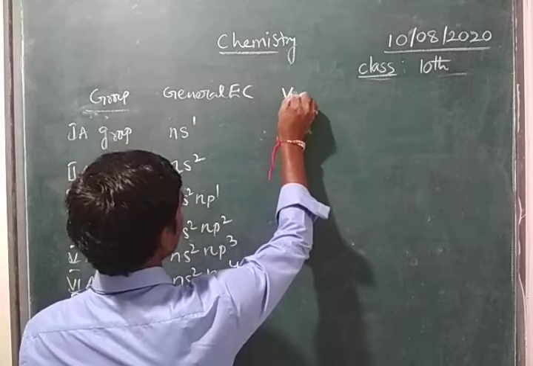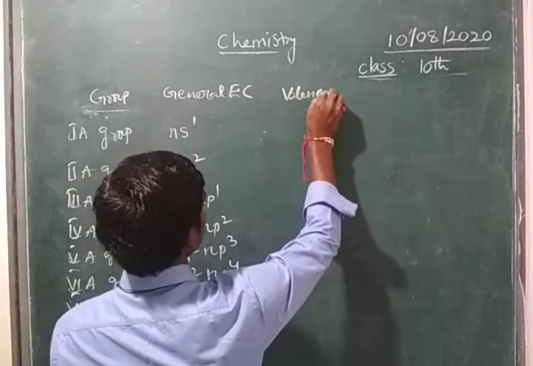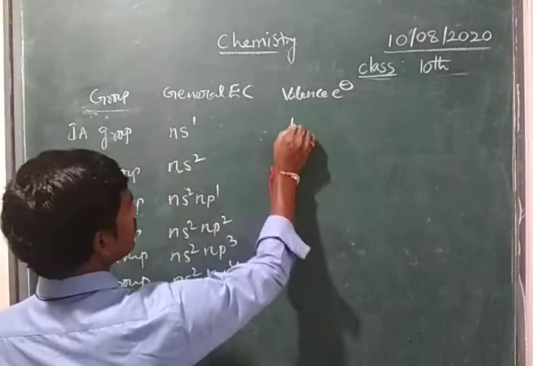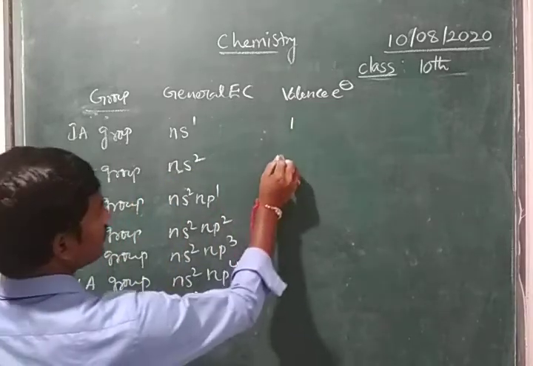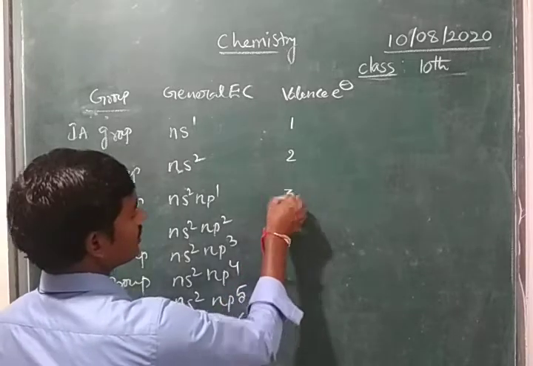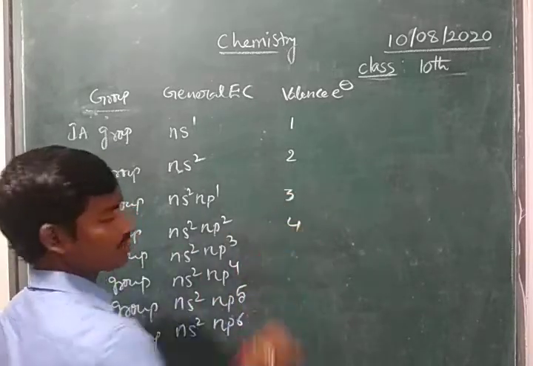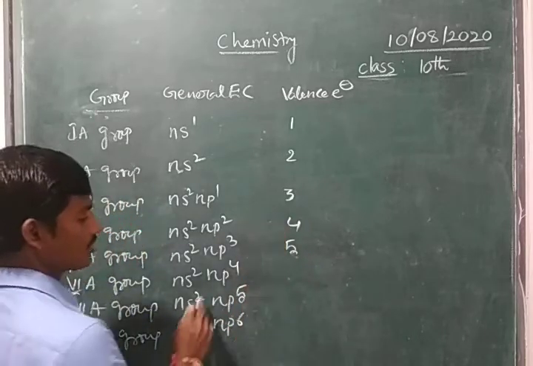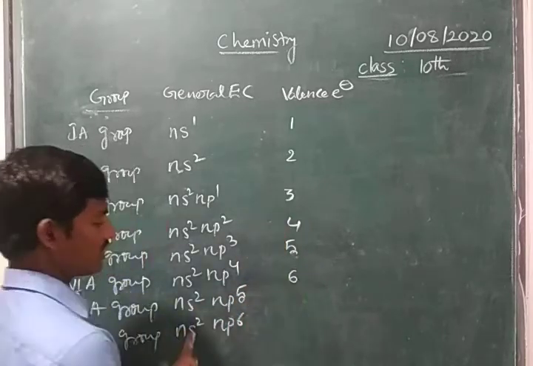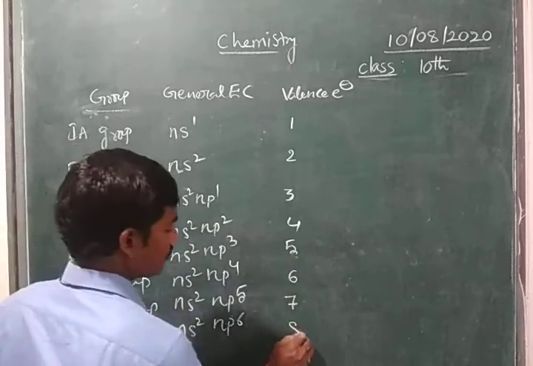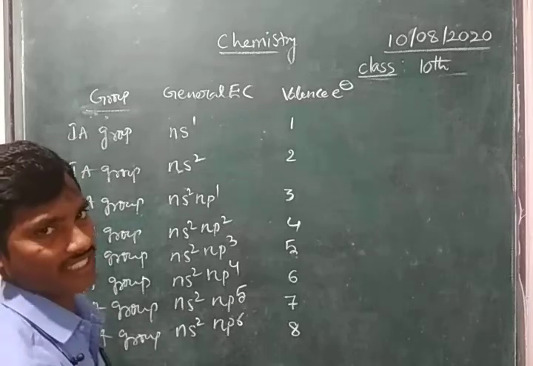Now coming to the number of valency electrons. First A group consists of 1 valence electron. Second A group consists of 2 valency electrons. Third A group consists of 3 valence electrons. Fourth A group consists of 4 valence electrons. Fifth A group consists of 5 valence electrons. Sixth A group consists of 6 valence electrons. Seventh A group consists of 7 valence electrons. Eighth A group consists of 8 valency electrons.